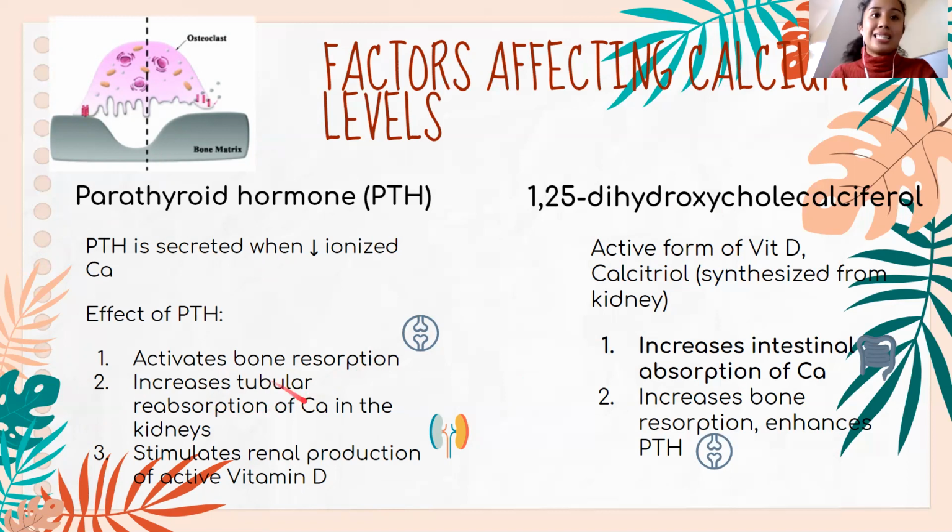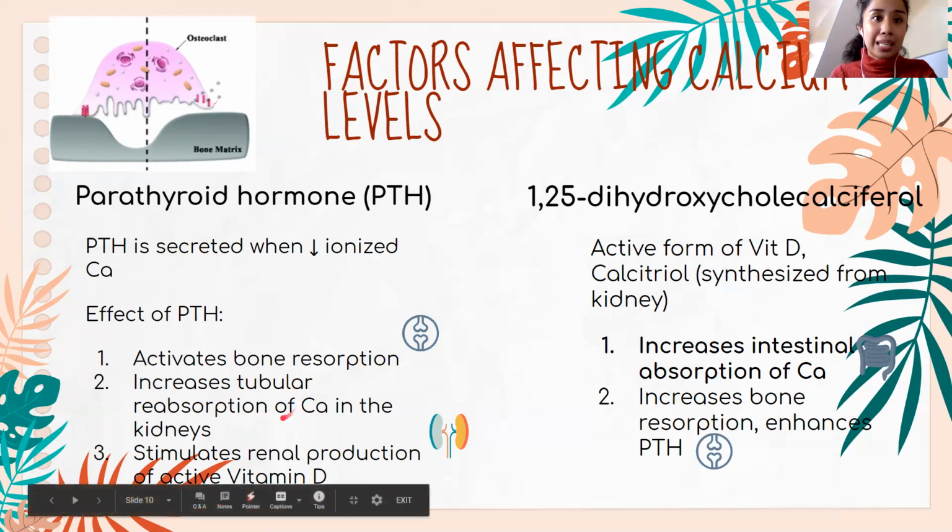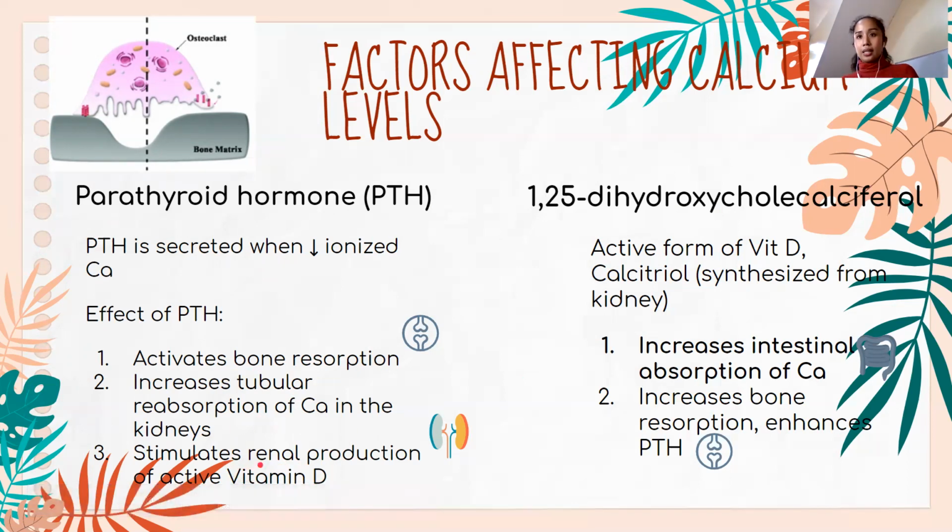It will increase the reabsorption of calcium in the kidneys and will stimulate the production of vitamin D in the kidney. So class, once your parathyroid hormone is released from your parathyroid gland, it will do three things. Number 1, it will promote bone resorption. The effect of bone resorption is that calcium rises. Number 2, class, it will reabsorb calcium in the kidney. So instead of calcium being lost in the urine, it will reabsorb it. So, calcium rises again.